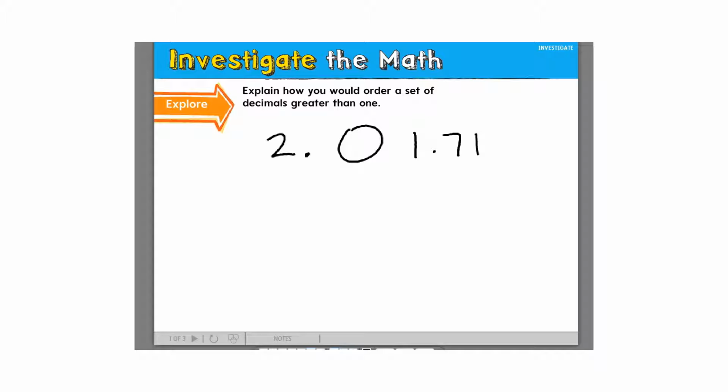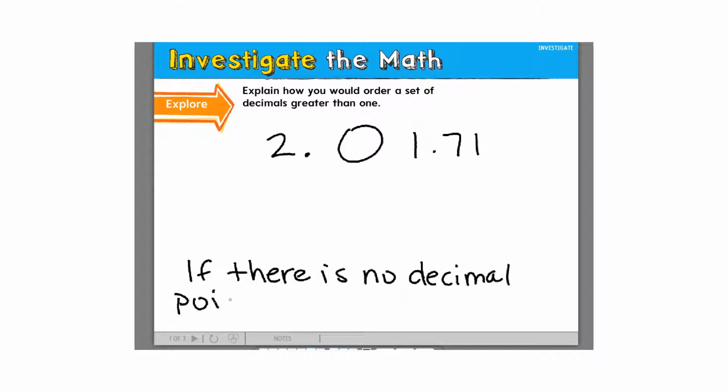So when you go to line them up, you need to know where that decimal point goes. So something else I want you to write in your notes is, if there is no decimal point, put one at the end. Now this only works if there is not already a decimal point. Every number can only have 1 decimal point in it. So 1 and 71/100ths already has it.